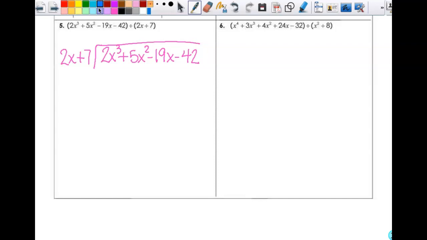So this is the right idea, but it doesn't leave you with x. It leaves you with what? X cubed divided by x is x squared.